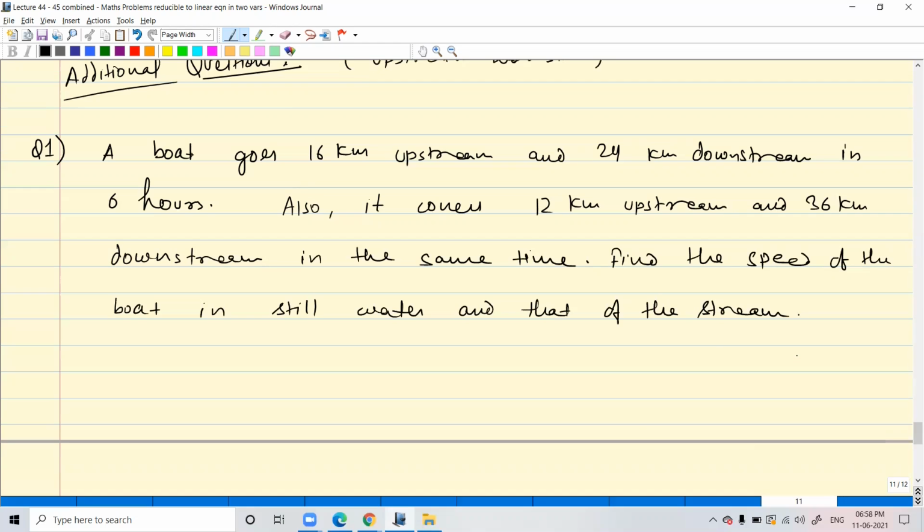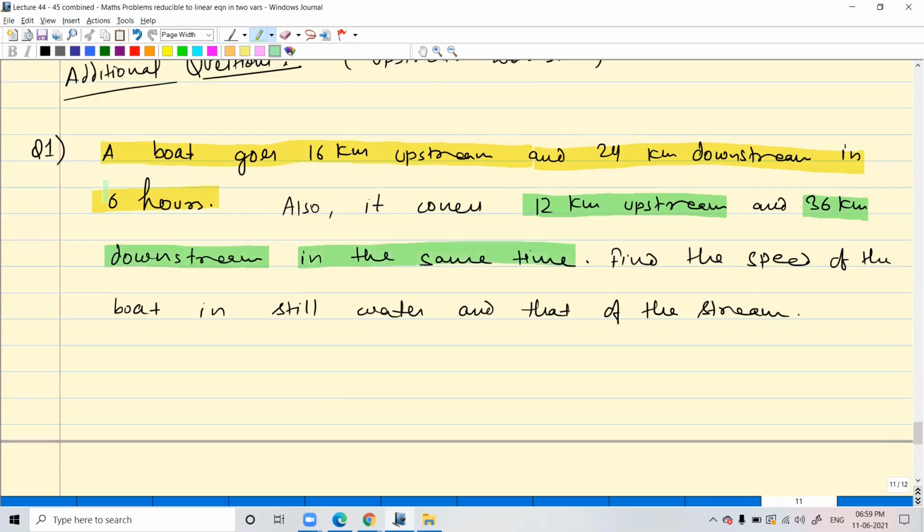Okay, everyone can understand what the question says. It's very similar to the one which we have solved, right? Remember, here also, just like the previous problem, there are two trips. In the first trip, the boat goes 16 kilometers upstream and 24 kilometers downstream in 6 hours. This will give us our first equation. And then 12 kilometers upstream and 36 kilometers downstream in the same time. What does it mean? Same 6 hours again.